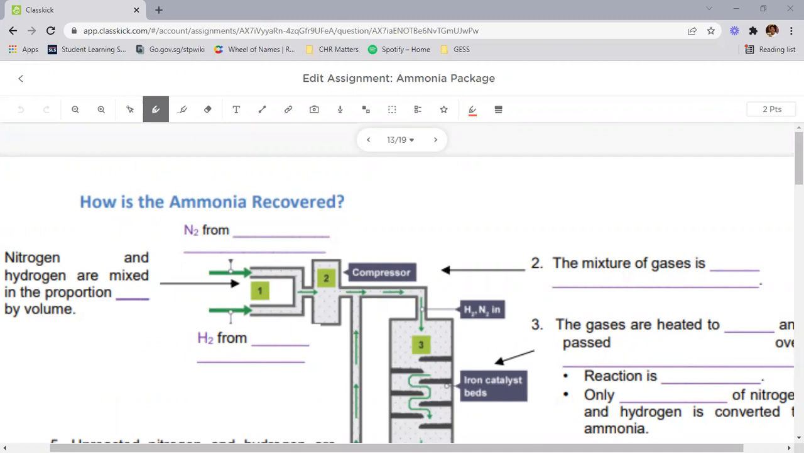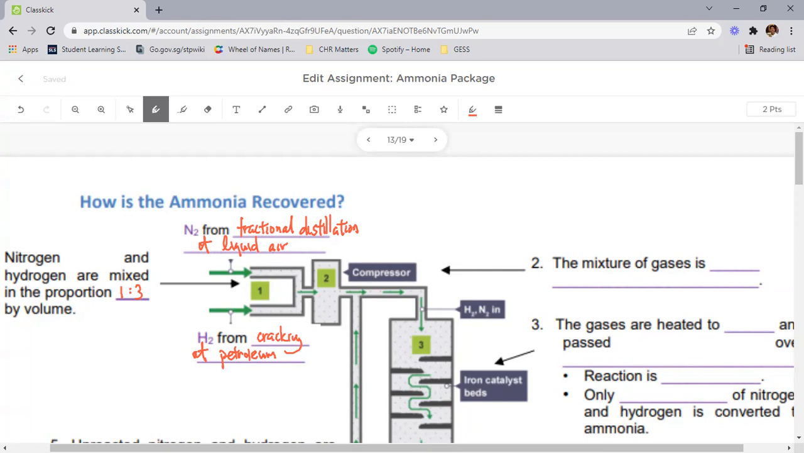So first, part one, nitrogen and hydrogen are mixed in a proportion of 1:3 by volume. So first thing go in 1:3. Where did I get my nitrogen from? Nitrogen is actually gotten from the fractional distillation of air, liquid air to be more precise. In terms of hydrogen, it's actually obtained from the cracking of petroleum. As I mentioned, these are from your later chapters. You will be covering a little bit more in detail later on, so I'm not going to go too much into details.